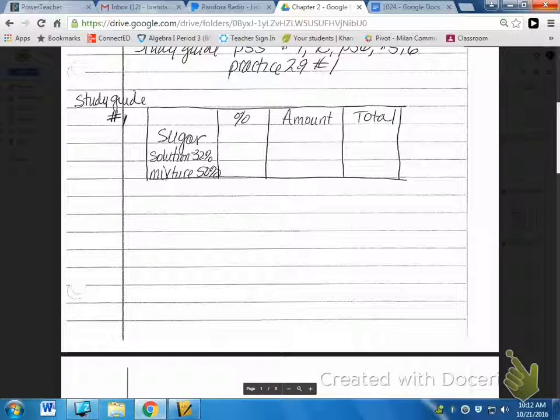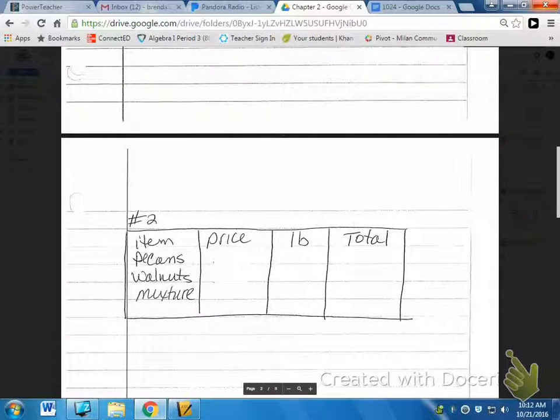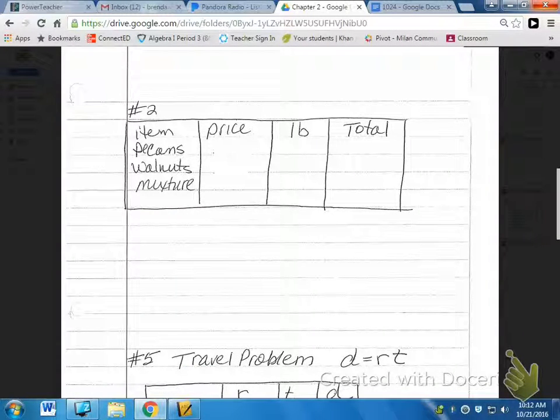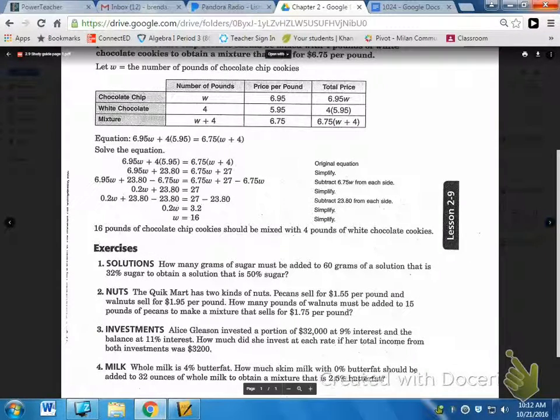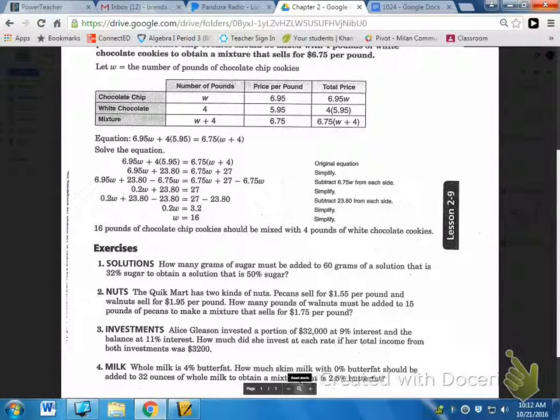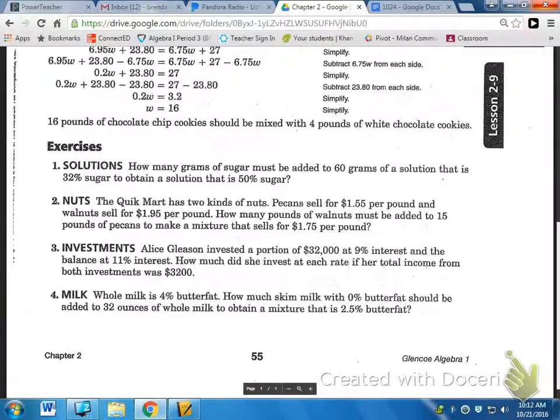So I'm going to go ahead and do now another mixture problem, a little bit better. I think most of the time kids like these a little bit better. Let's go to, again, you should have it on your study guide, the first page. So here's the problem. It says, the Quick Mart has two kinds of nuts. Pecans sell for $1.55 per pound, and walnuts sell for $1.95 per pound. How many pounds of walnuts must be added to 15 pounds of pecans to make a mixture that sells for $1.75 per pound?